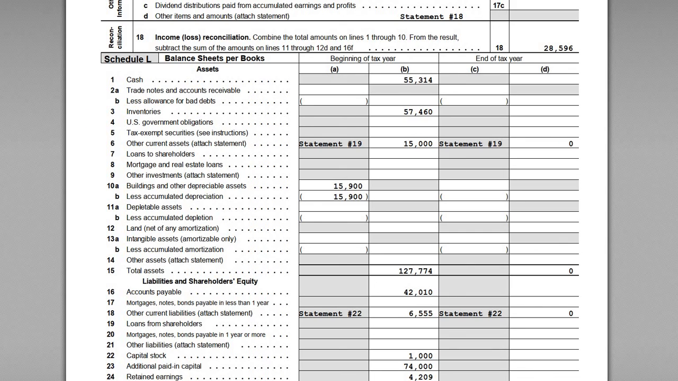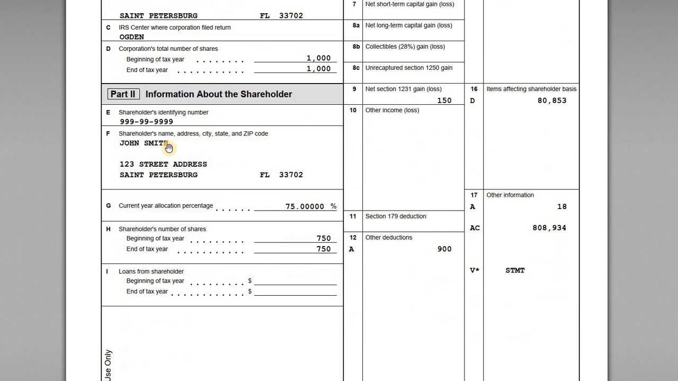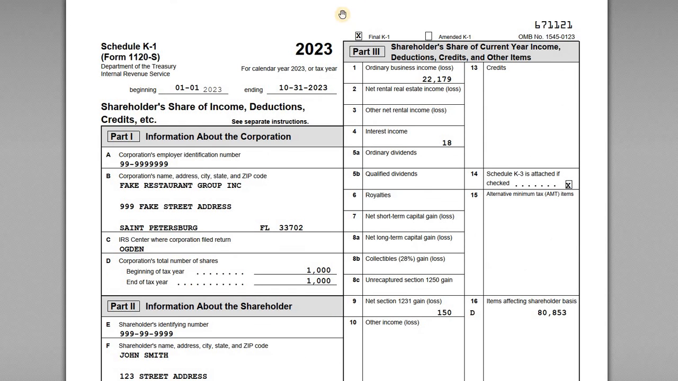All right, so after that is done, then we can start looking at how the K1s flow through. So the Schedule K1, in this example, we've got two shareholders, John Smith and Jane Doe. John's a 75% shareholder. Jane is a 25% shareholder. The K1 is also being marked as a final, and the K1 also shows January 1 through October 31st, so it's not a full calendar year 2023.